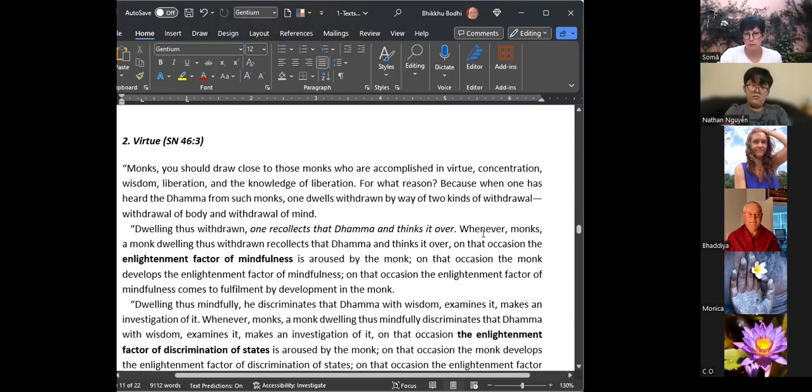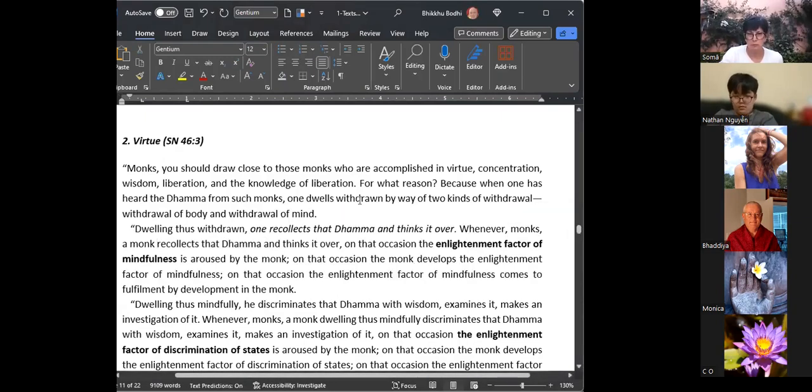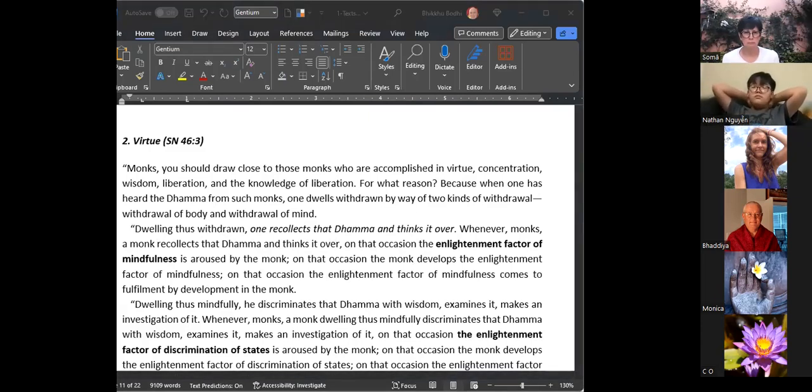Okay, so then he continues, when a monk, I'll just sort of skip over some words. So when a monk recollects that Dhamma and thinks it over, on that occasion, the enlightenment factor of mindfulness is aroused by the monk. Yeah, I find that it is interesting and even a little bit puzzling that this sutta connects the enlightenment factor of mindfulness to recollecting the Dharma and thinking it over.